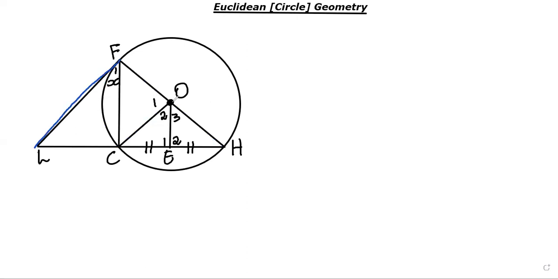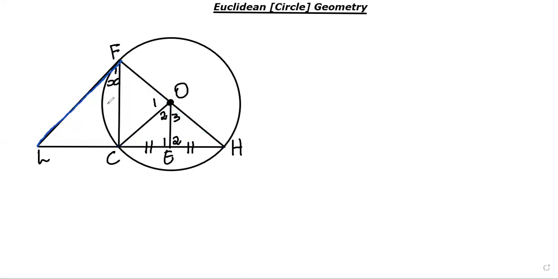Now, furthermore, we know that LF is a tangent. We also know that OF is the radius of a circle. And of course, we know that the radius is perpendicular to the tangent. So furthermore, we know that the angle between a tangent to the circle and a chord is equal to the angle in the alternate segment. So we say this angle is equal to that angle because of the tan chord theorem.